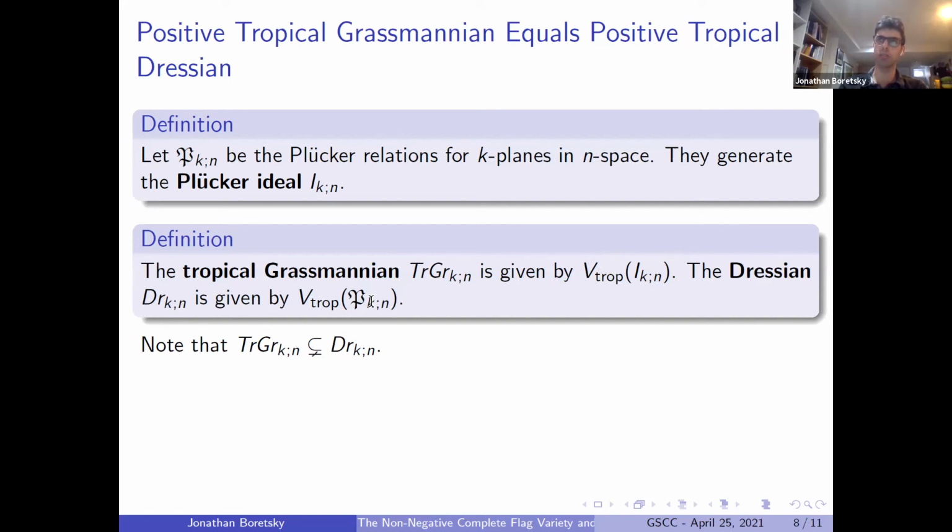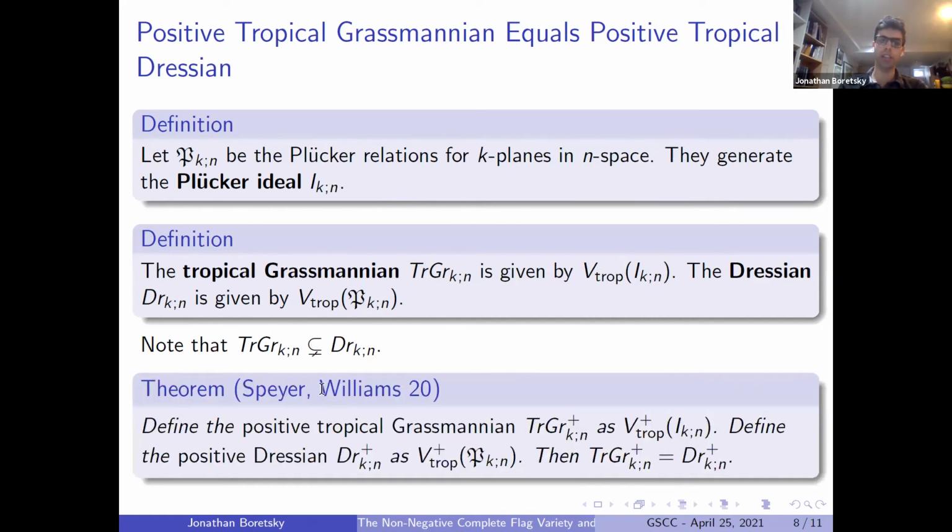You know, with normal polynomials, these would be the same thing, but when you have these minimizations in the tropical world, things don't translate as nicely between the relations and the ideals they generate. So the tropical Grassmannian is actually strictly contained in the Dressian. It satisfies more relations and it is strictly contained in the Dressian.